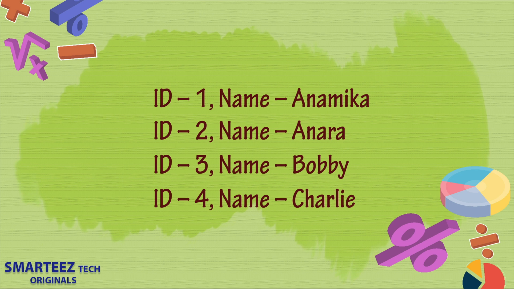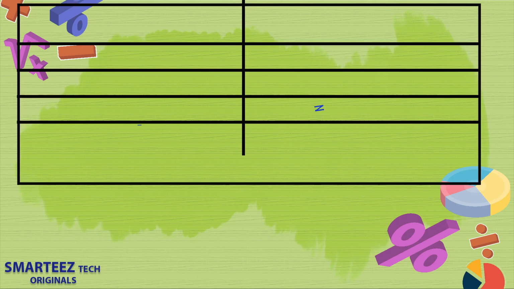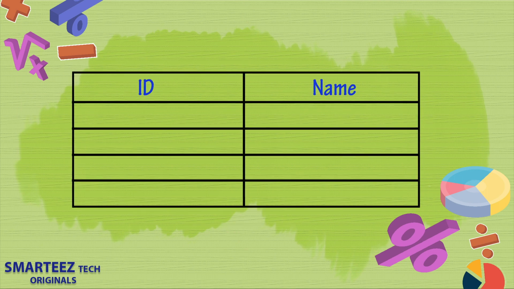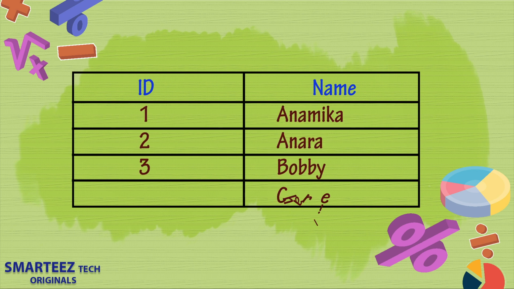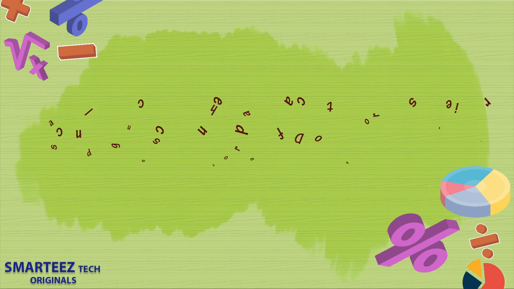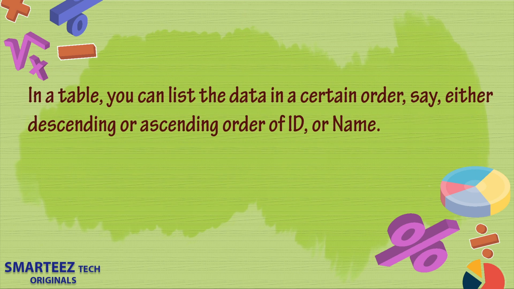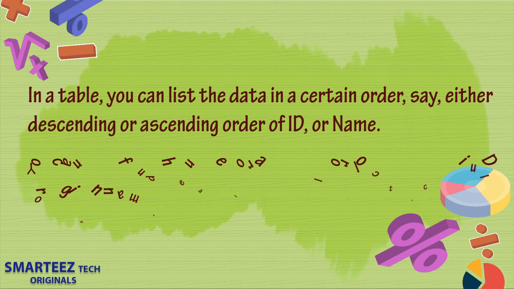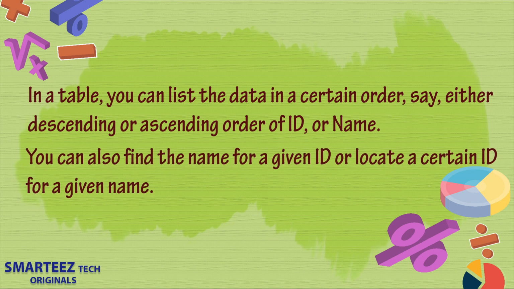We can arrange this data in a tabular format. Take a look. The columns are named ID and name, and the rows have 1 Anamika, 2 Anera, 3 Bobby, 4 Charlie. You may wonder if it makes any difference to arrange this data in a table. Well, it does. In a table, you can list the data in a certain order, say either descending or ascending order of ID or name. You can also find the name for a given ID or locate a certain ID for a given name.